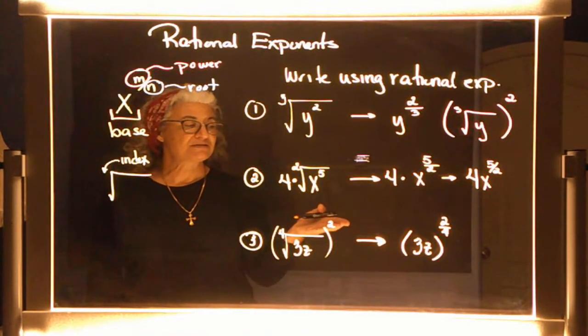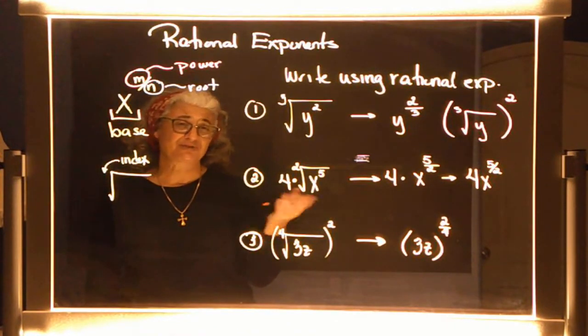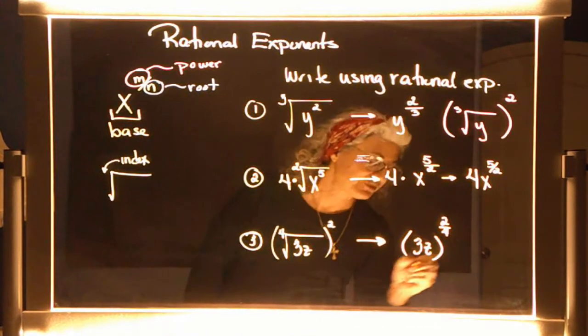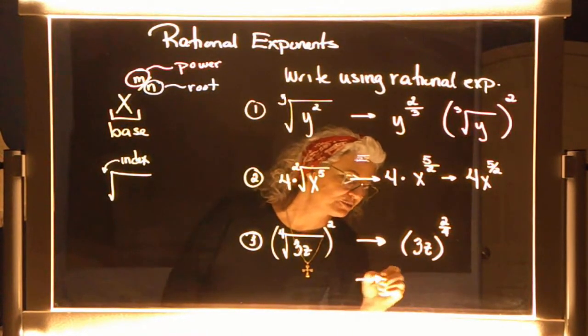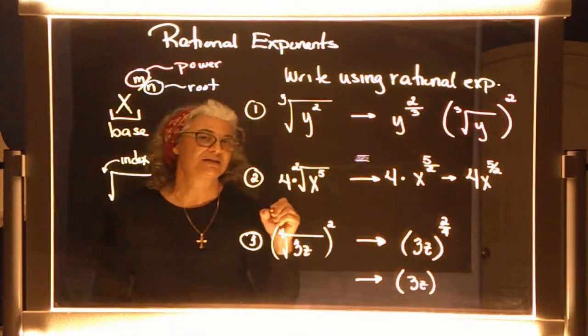But do you notice 2/4 is still a fraction? And what do you always try to do with a fraction, whether they tell you to or not? Yeah, you try to reduce it. So clearly I can reduce this. This would be the quantity of 3z to the 1/2.